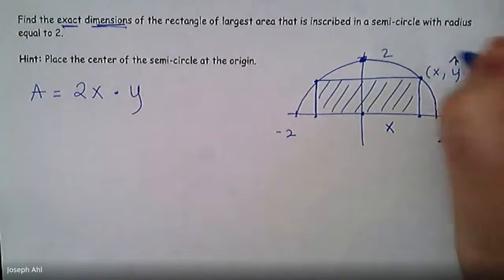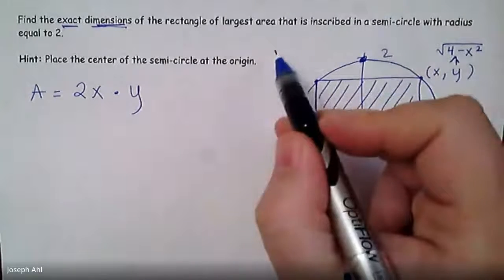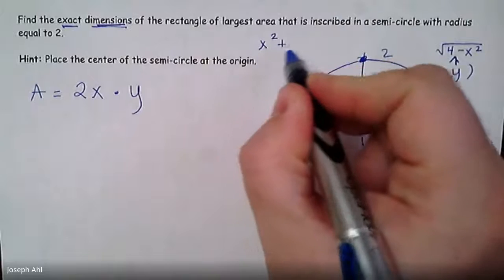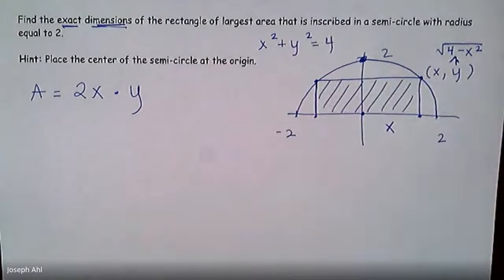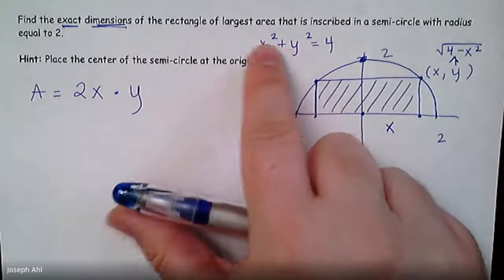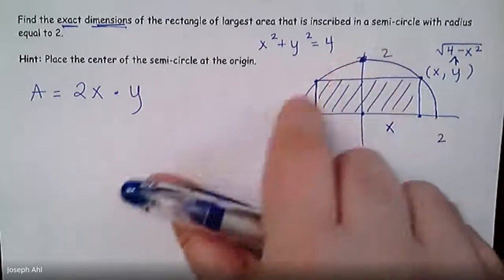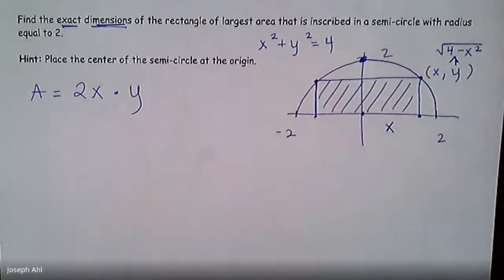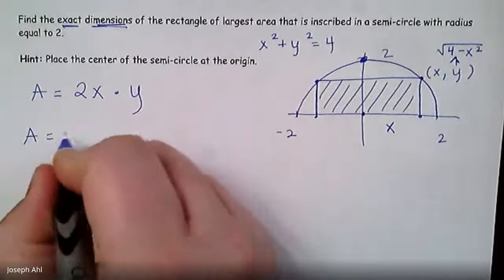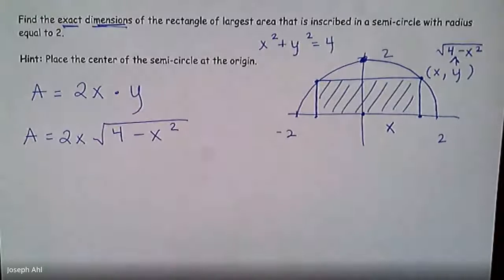Okay. So any point on this graph can be modeled by the square root of 4 minus x squared, right? If you wanted to start with x squared plus y squared equals 4, you can use that as the equation for the whole circle, and then solve for y in this case. Subtract x squared over, square root. We only need the positive radical part because we're only looking at this top half of the circle. Okay. So now that I know that that's y, the area function that we're trying to maximize is 2x times the square root of 4 minus x squared.